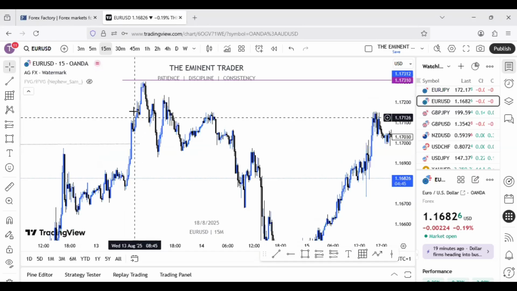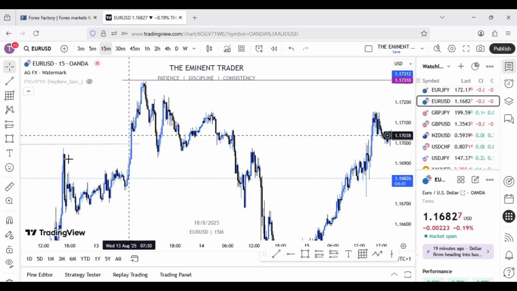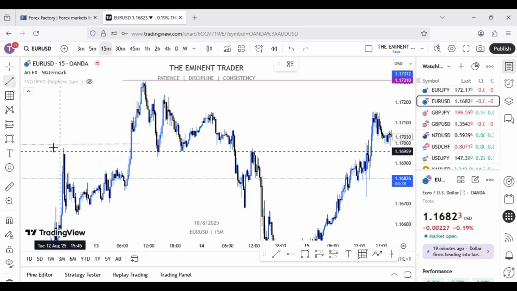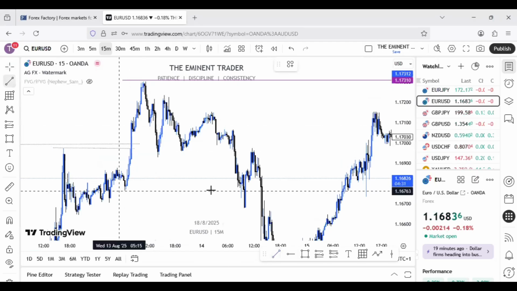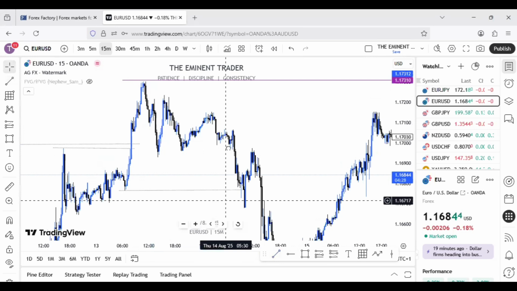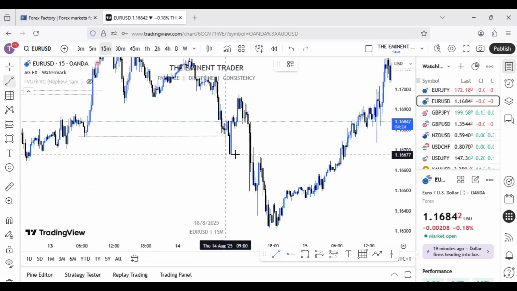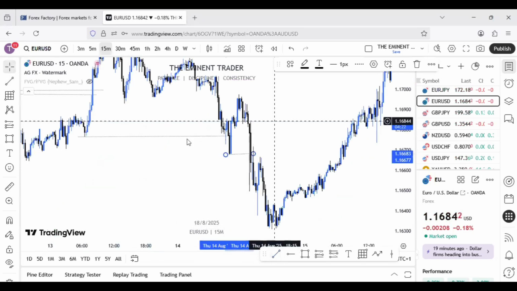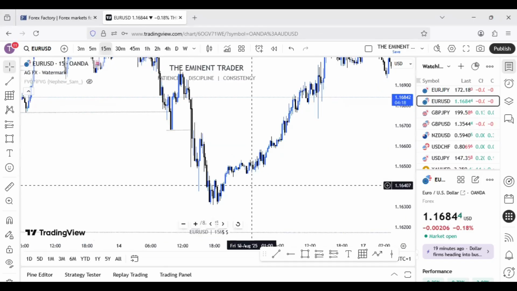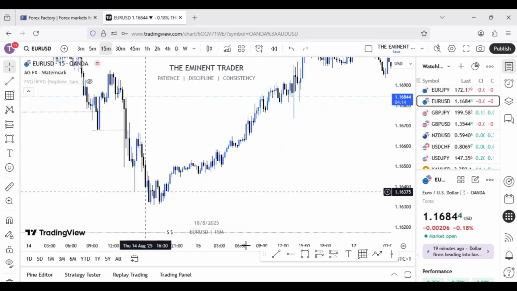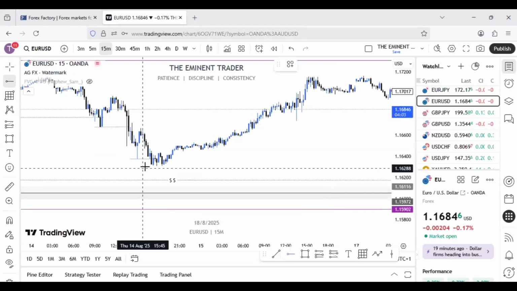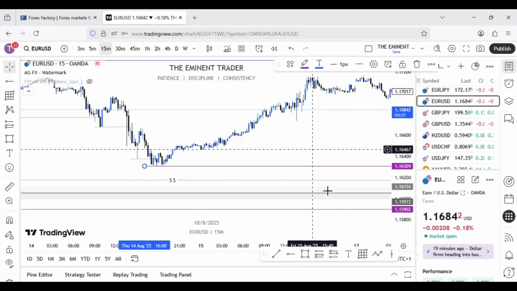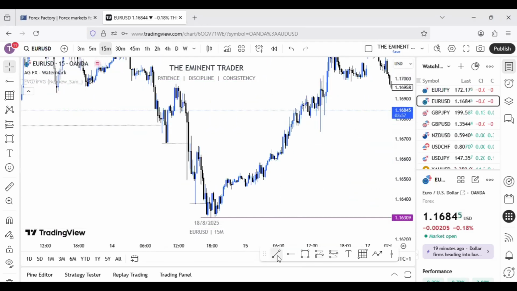And looking at this now, this was the 15 minutes area that broke this structure. There was nothing clear after that. So you mark out this as your shift. Then this is a break of structure. Then this is another break of structure. Then this is the last low on the 15 minutes. So what that means is that if at all you are trying to sell, that should be your target. But let's continue. So there was a bullish shift here.